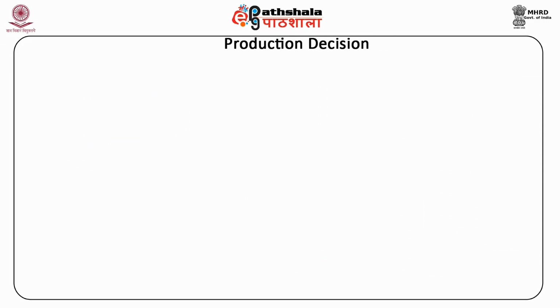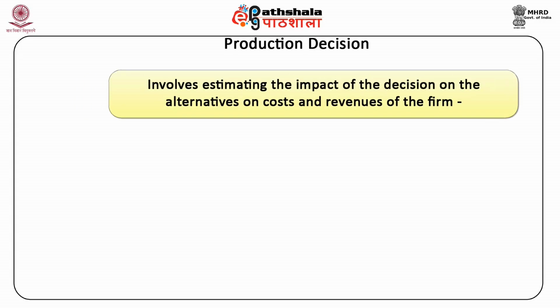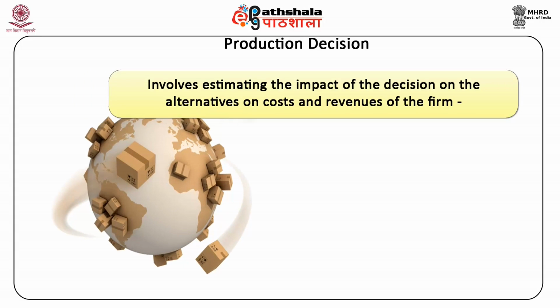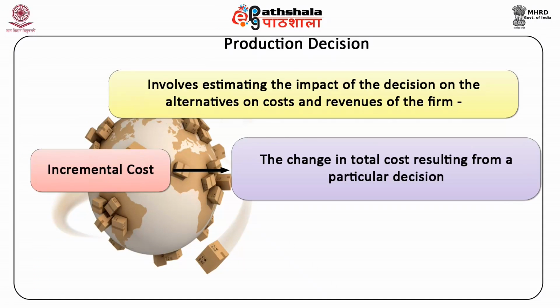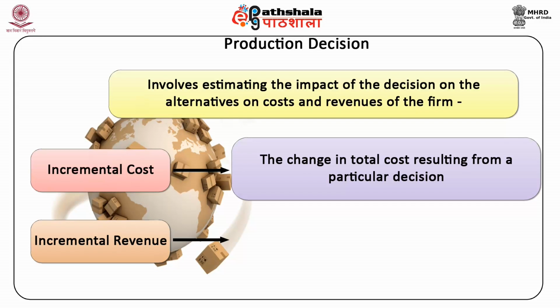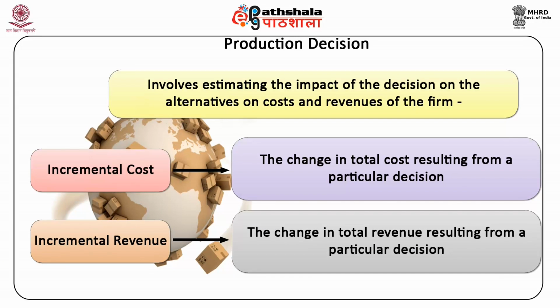Production decision. Incremental concept involves estimating the impact of the decision on the alternatives on costs and revenues of the firm generated as a result of that decision. Incremental cost is defined as the change in total cost resulting from a particular decision. Incremental revenue is defined as the change in total revenue resulting from a particular decision.